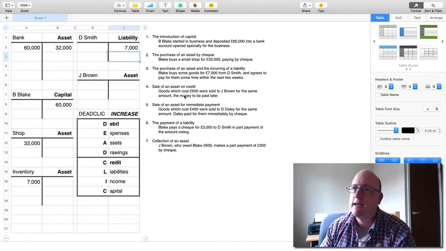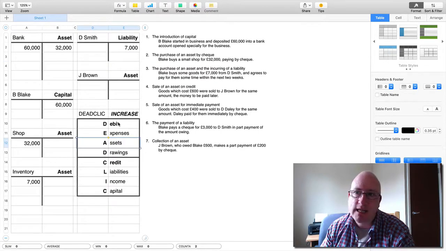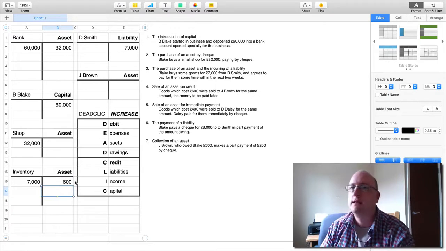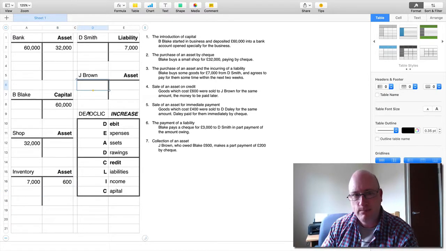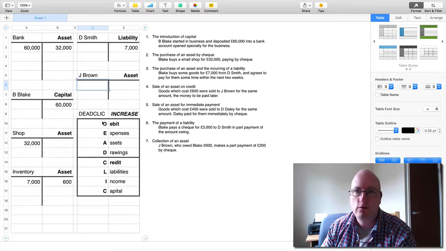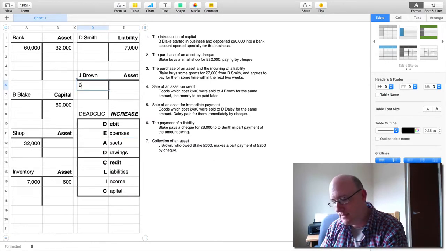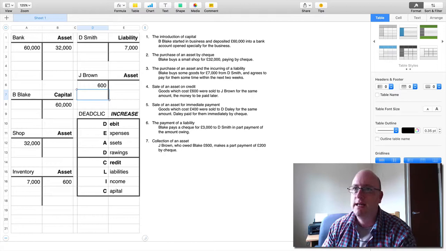So number 4, sale of an asset on credit. Goods which cost £600 were sold to J. Brown for the same amount, the money to be paid later. So this time we're selling an asset, so we're decreasing the value of an asset. There's an asset, so if we were increasing it would be a debit, we're decreasing it, so the opposite is true, so it's a credit. So in the inventory account we say £600. And there's J. Brown, so J. Brown's a debtor, he owes money to the business, he's an asset account therefore, and we're increasing the value that he owes to the business. It's an asset, we're increasing it, so it's a debit. So he's going to have £600 there on his account to be paid later.